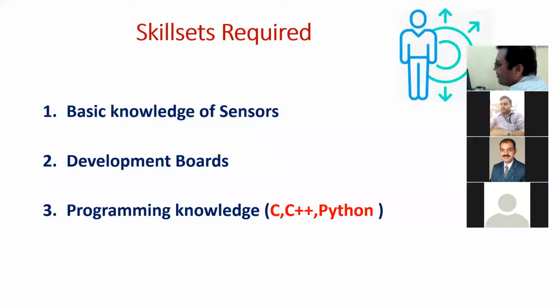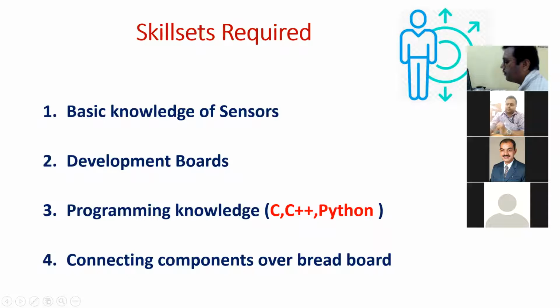And also you need the basic knowledge of programming, like the knowledge of C, C++ or Python is essential. And also the basic knowledge of how to connect the sensors with development boards, how to use jumper wires, such things are also essential. So anyone who is willing to learn IoT applications should have these four things: what is a sensor, how to use a sensor, what is a development board, how to use the development board, and the basic knowledge of programming. If you know what is a function, what is a variable, what is a control statement, that much is enough. And also the basic skills of connecting the components. Okay, so these are the four things one must have.